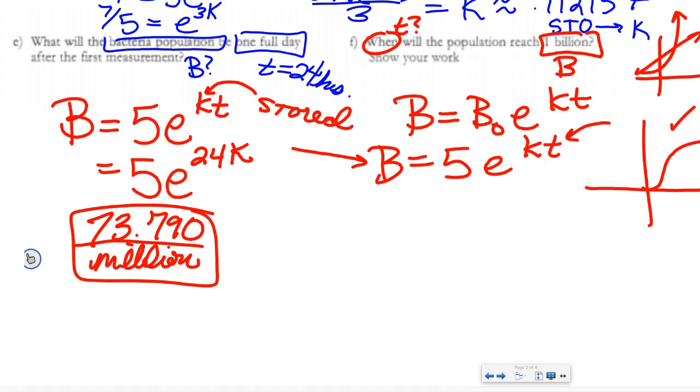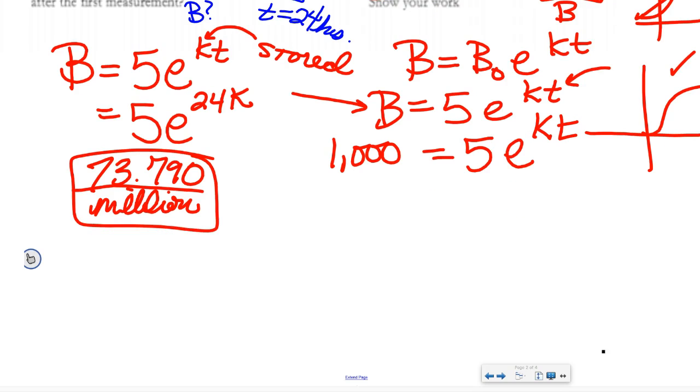I can't put a 1 there though. This problem's all in millions. So I have to think about a billion and how many millions it is. And that's 1,000. So I'd have to grow to 1,000 million when I started at 5 million. E to the k, which I have stored, t. That's what I need to solve for t. And this just requires some algebra and some natural log skills. So dividing both sides by 5 gives me 200 is e to the stored kt.